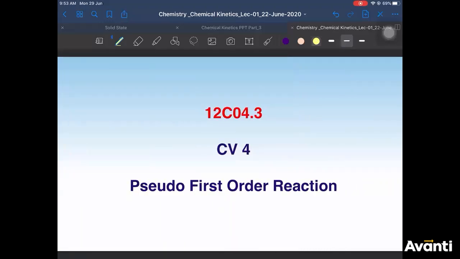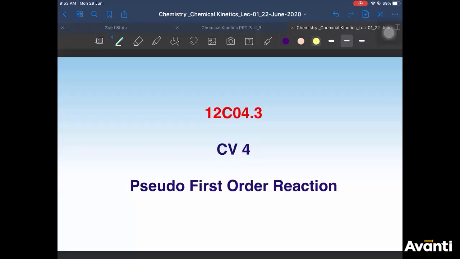Now this definition is very important for your boards also. The definition is very important for your boards, CET, and all the exams. Basically, the definition is very important. In 2018 CET, there was a question on it, right?